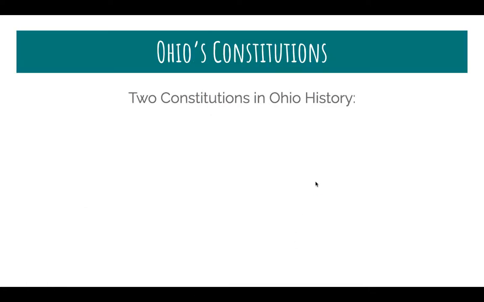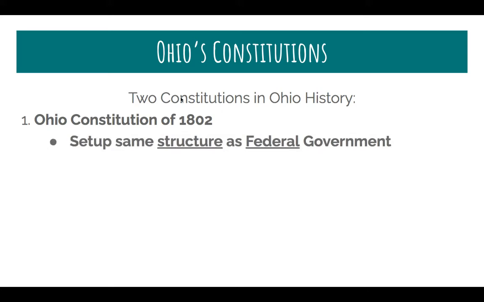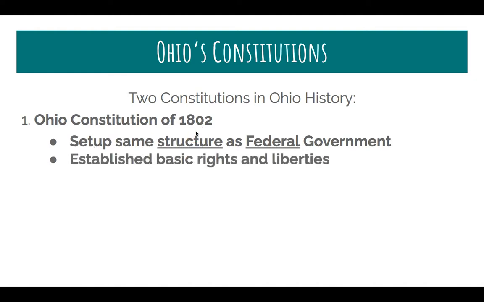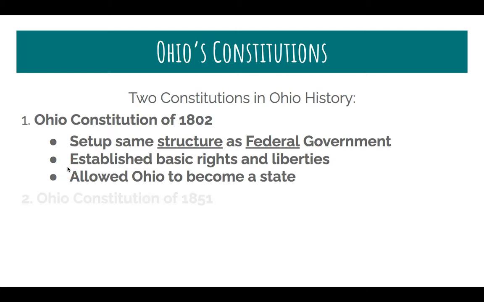All right, so let's talk about these constitutions. We've had two in our history. We've had one that should say 1803. That is a typo on my end. But the very first constitution from 1803, as I've mentioned before, set up the same structure as our federal government with three branches and checks and balances between them, established basic rights and liberties for people of Ohio, and is ultimately what allowed Ohio to become a state and be admitted into the Union.